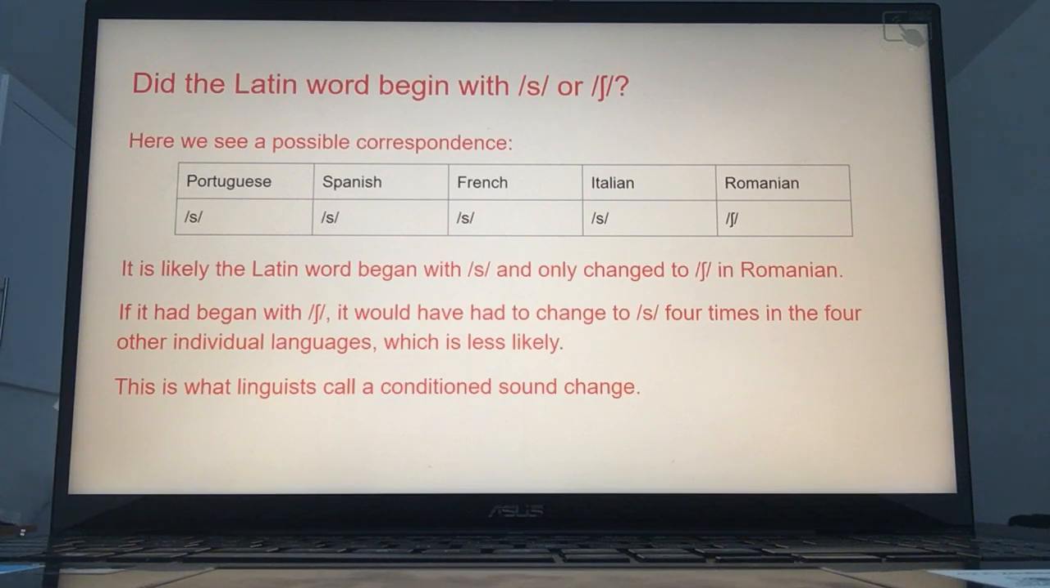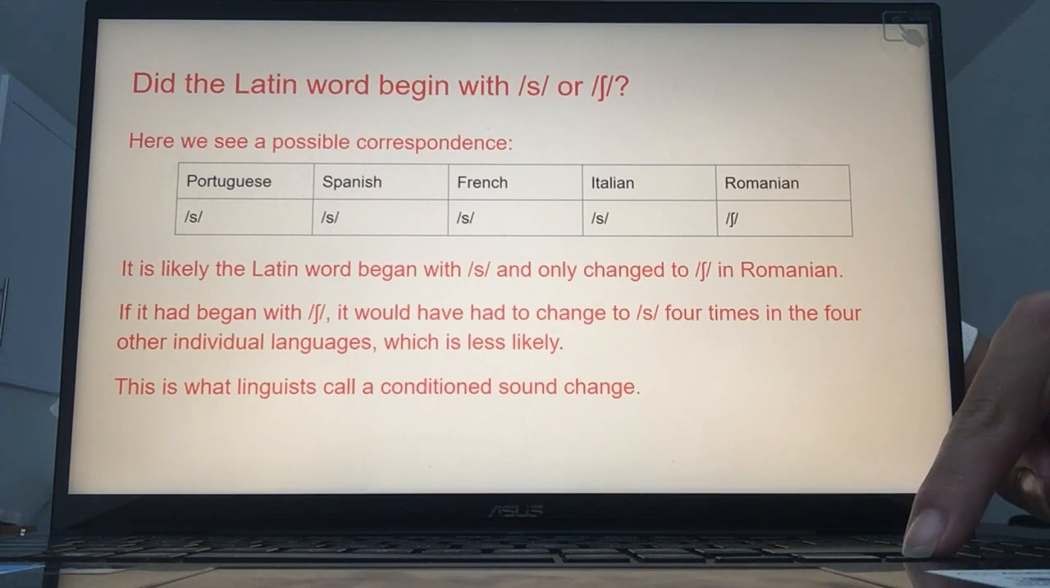And this is what linguists call a conditioned sound change, meaning that it is more likely that it began with an s and shifted to sh only for Romanian. We're trying to assume as few sound changes as possible. The fewer sound changes, the more likely it is to ever have happened.